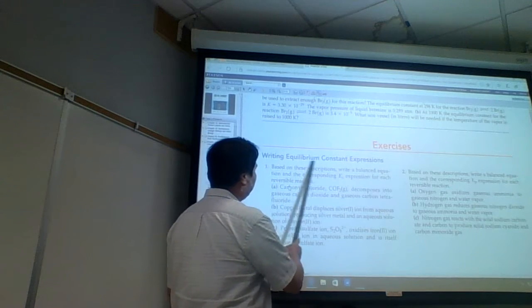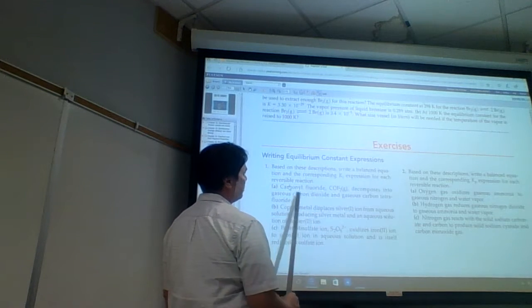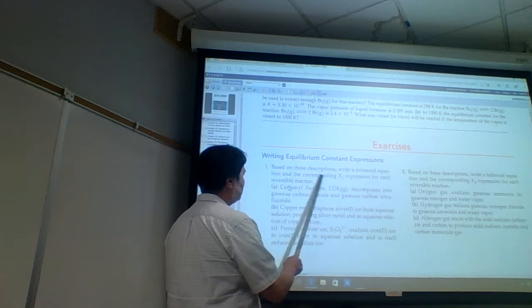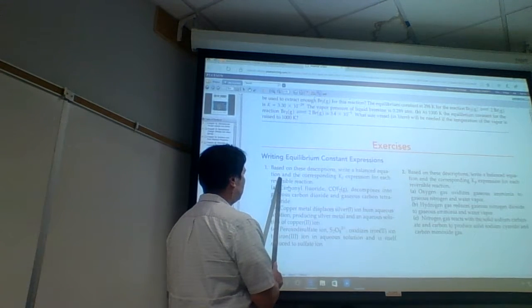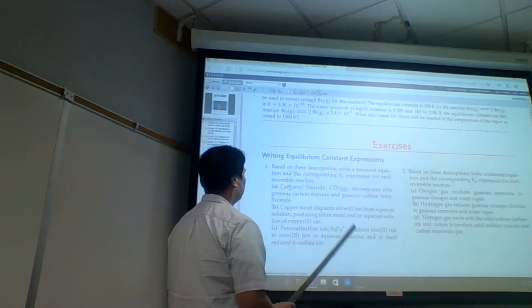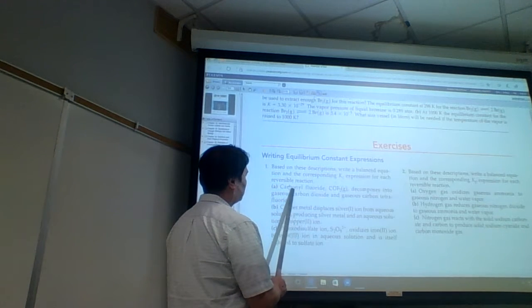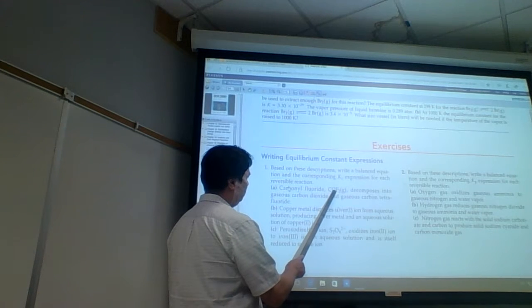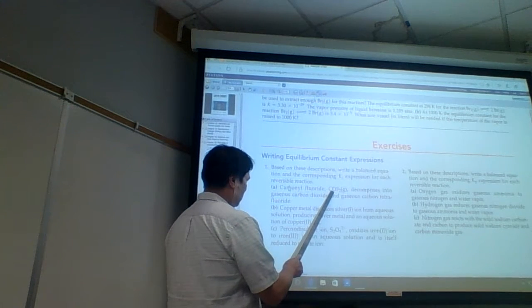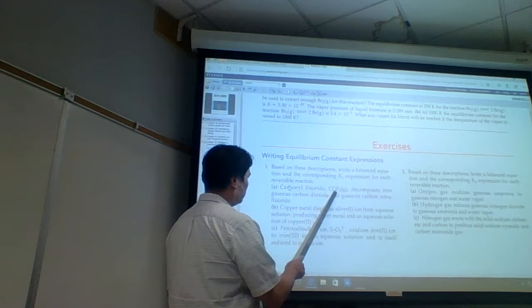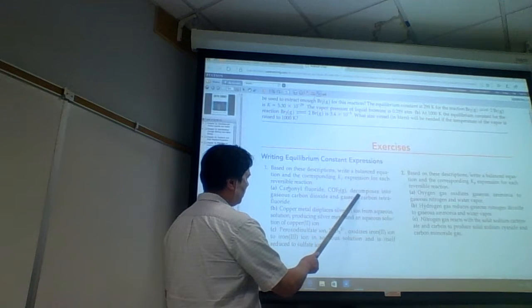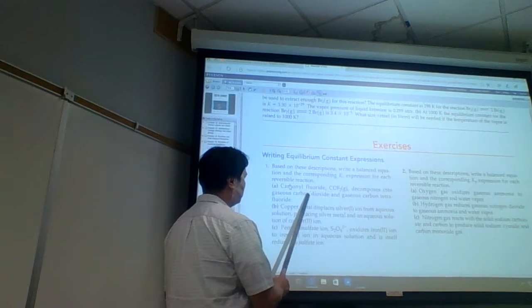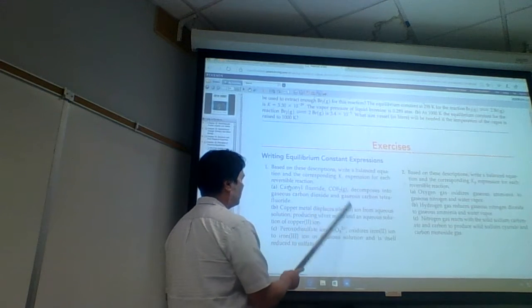All right, so writing equilibrium constant expressions is the first group of homework problems. Based on these descriptions, write a balanced equation and the corresponding Kc. Here it's just nomenclature: carbonyl fluoride, a ternary compound, meaning more than two elements, decomposes into gaseous carbon dioxide and gaseous carbon tetrafluoride. So we come up with a balanced chemical equation, then we write the Kc expression.